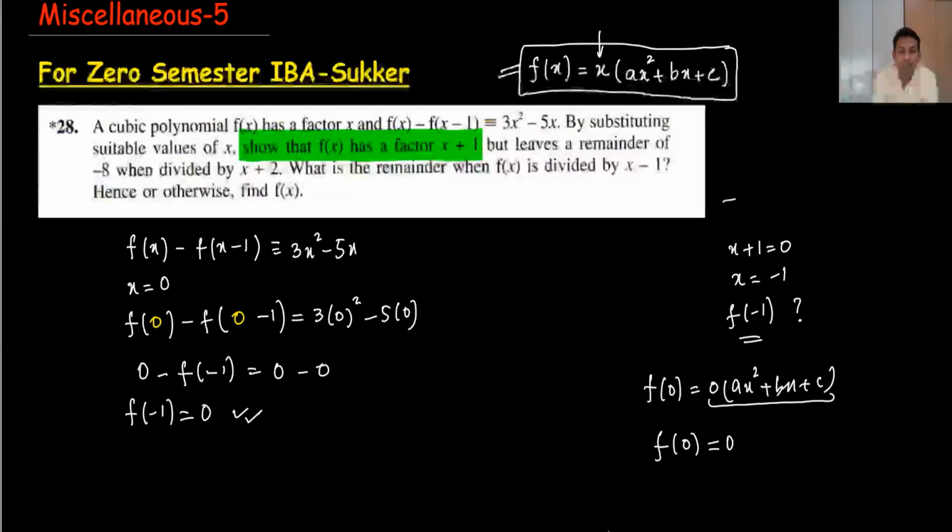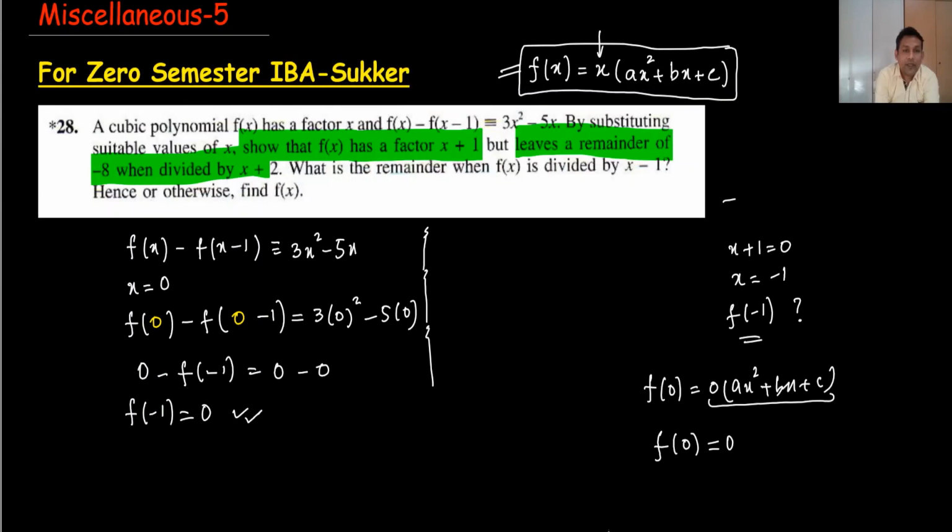In the second part, they ask that it leaves the remainder of minus 8 when divided by x plus 2. Okay, x plus 2 means I will write x plus 2 equal to 0, so x equals to minus 2. So I need f of minus 2 to find. Look at this.